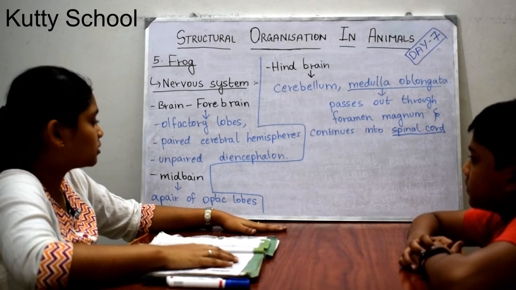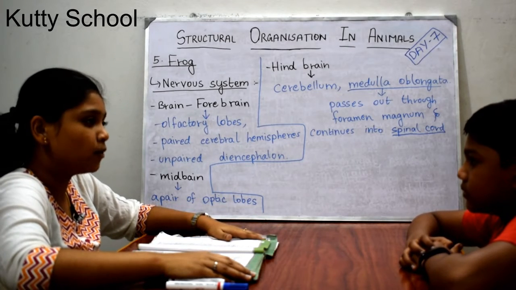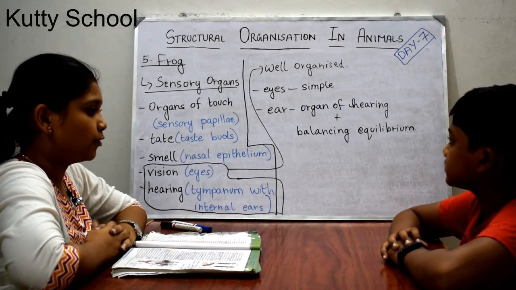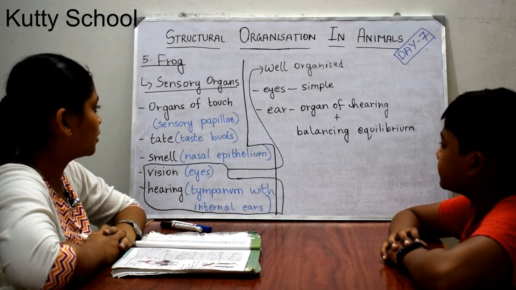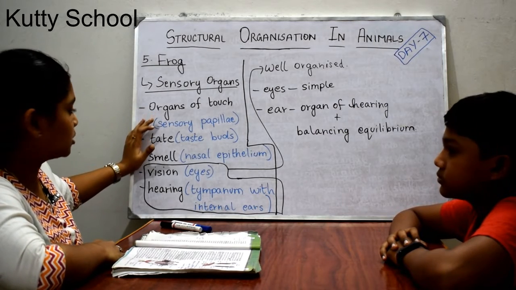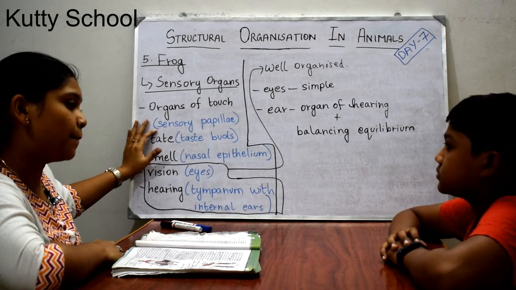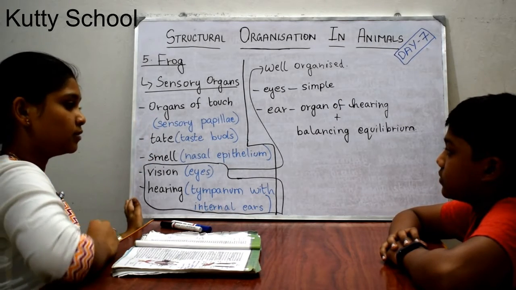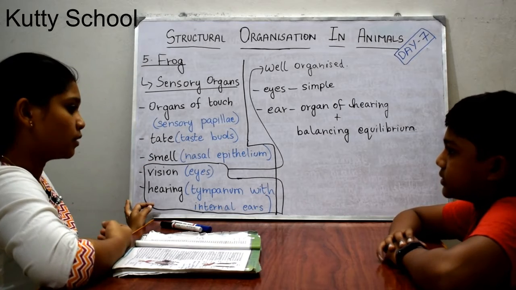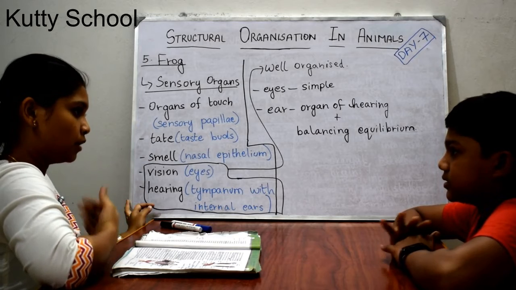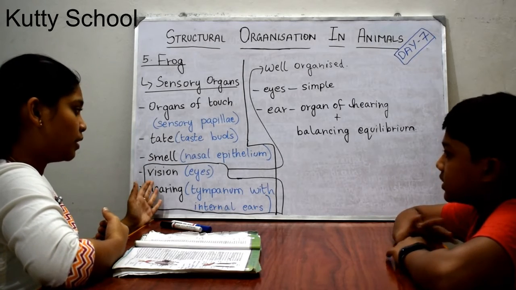Next we are going to discuss the sensory organs in frogs. These include organs of touch, which have touch receptors called sensory papillae. For taste, they have taste buds, like us. For smell, they have nasal epithelium. And for vision, they have eyes.